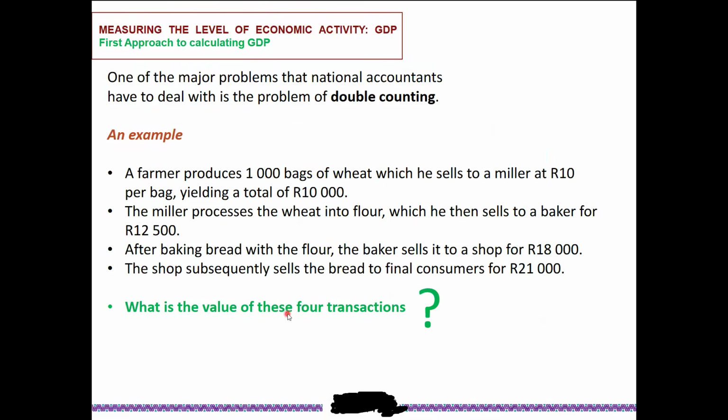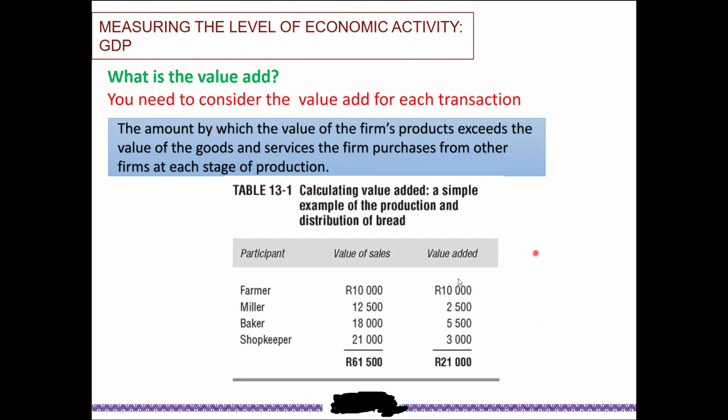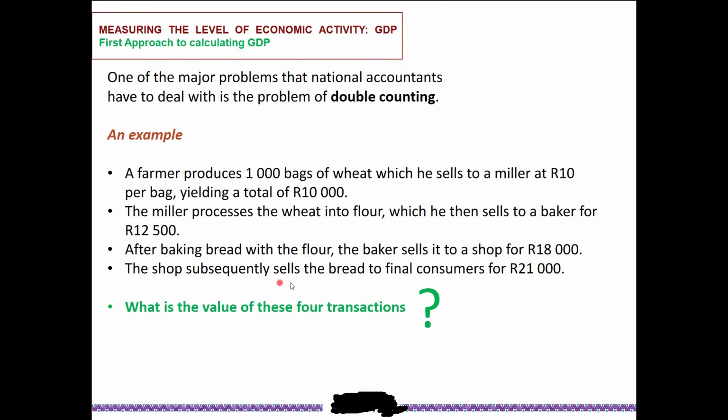And then after baking bread with the flour, the baker sells it to the shop for 18,000, right? So the miller sells the flour to the baker, and the baker bakes bread, which he sells to the shop, and the shop pays 18,000 for the bread, right? So the baker gets 18,000. So the value which has been added by the baker is 18,000 minus 12,500, which is 5,500, right? And then the shop subsequently sells the bread to the final consumer for 21,000.